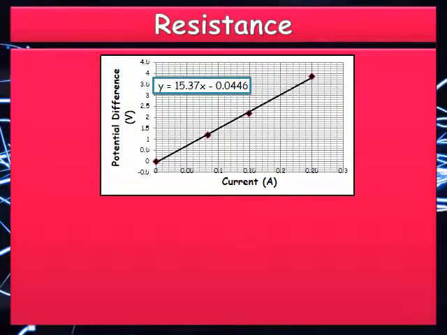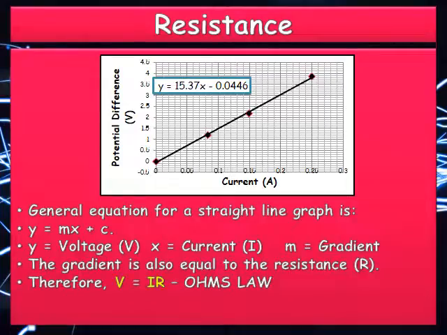So here we have that graph again of resistance, voltage versus current. So the general equation is a straight line graph, y equals mx plus c, where y is the voltage, current is the x value, of course units of amps, and the gradient, which is going to be the change in voltage over the change in current, is going to equal this magical value of resistance. Therefore, V equals IR, which is, of course, Ohm's law.